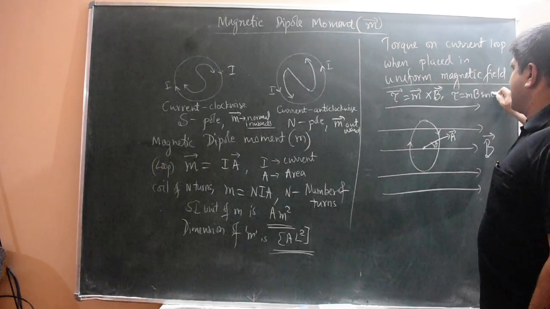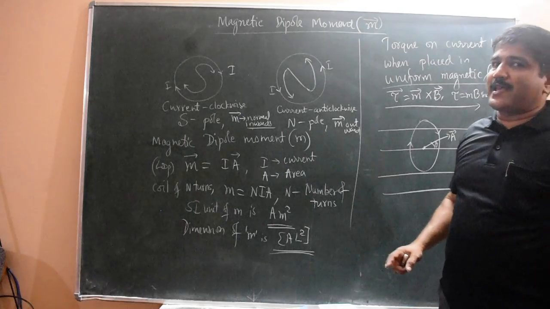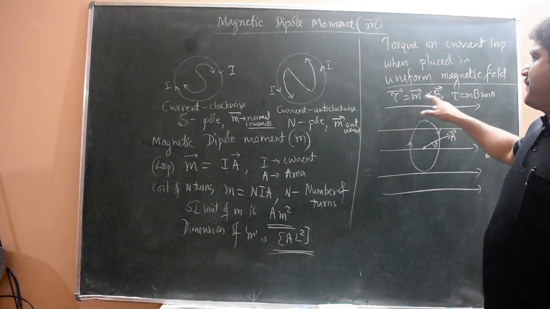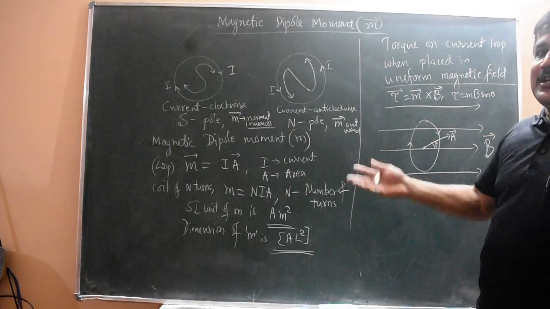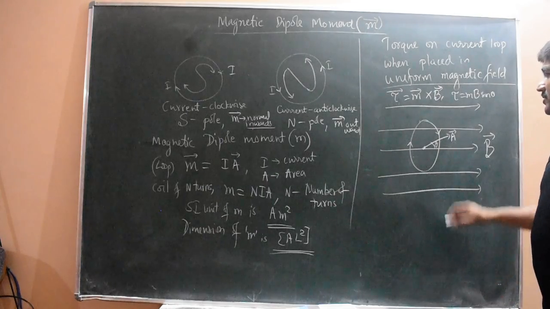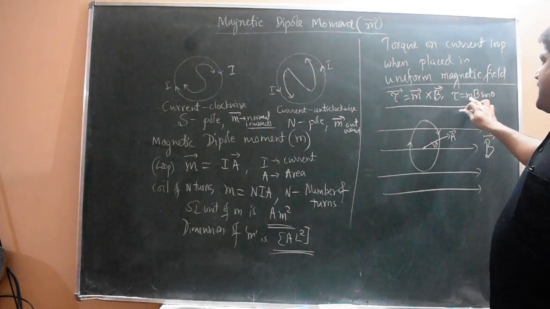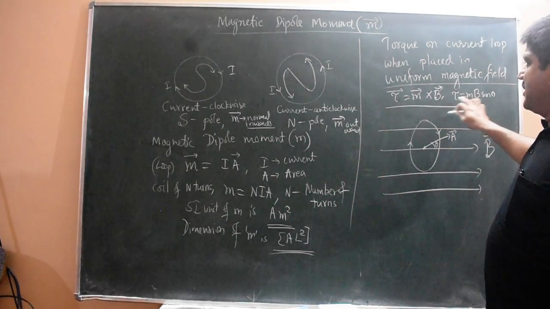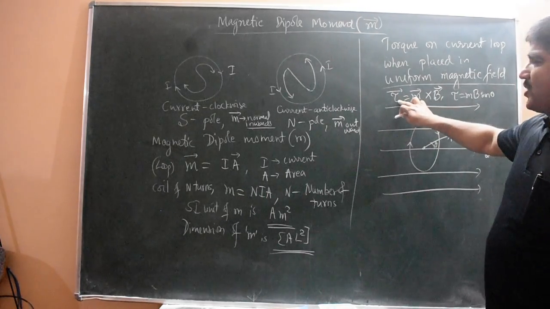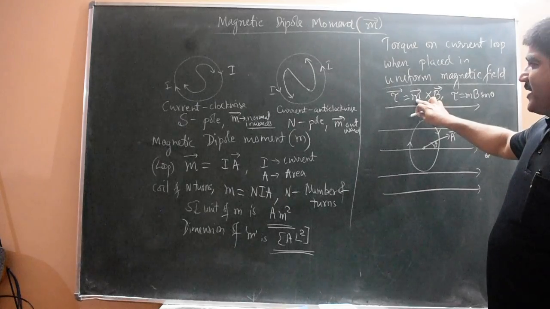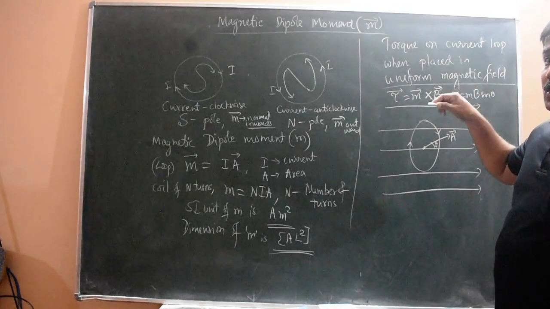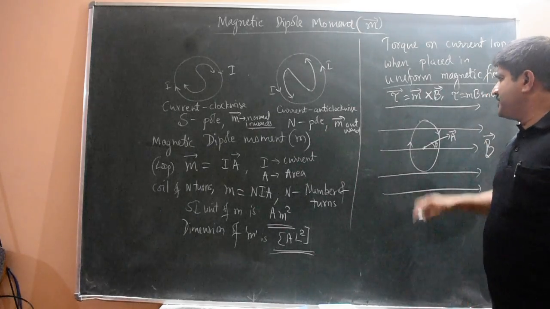So this we studied already in the first year itself. A cross B is AB sin theta in magnitude, or MB sin theta n cap. One unit vector you have to assign to show the direction of torque. So this is the torque experienced, MB sin theta is the magnitude of torque, and vectorially the torque experienced by the loop is M cross B. Tau vector equal to M vector cross product with the B vector. It is not multiplication, it is a cross product.